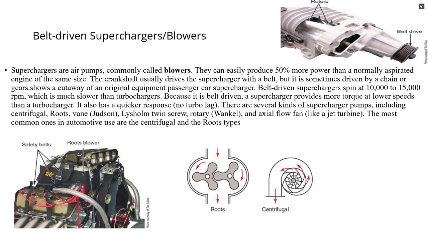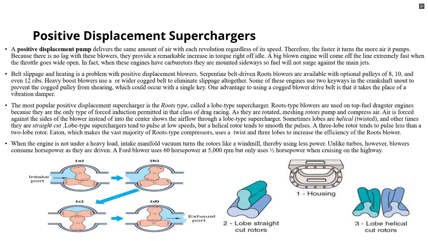Driven by the crankshaft, superchargers can increase power by up to 50%. Common types include centrifugal and Roots blowers. Positive displacement superchargers deliver a fixed amount of air per rotation, ensuring no lag and immediate torque. They often use wide cog belts to prevent slippage under high boost.